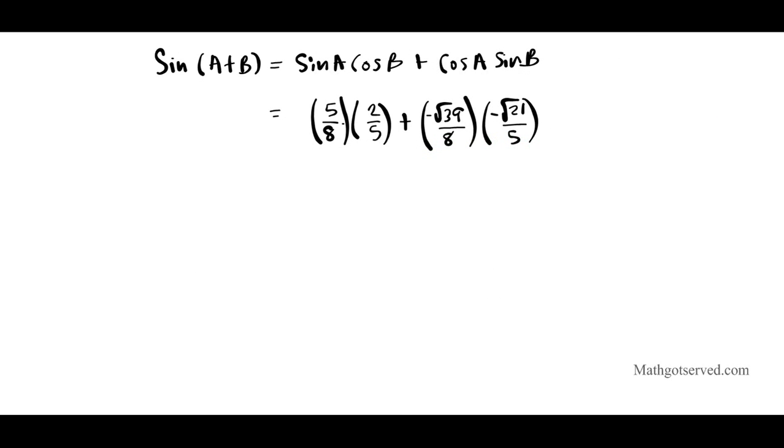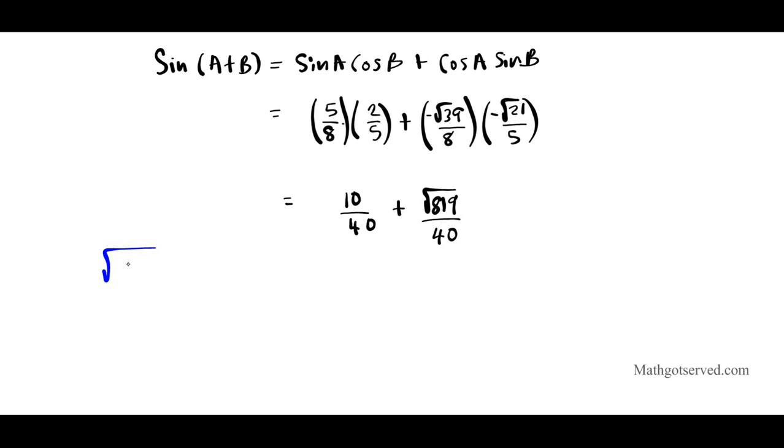All right, so let's multiply. We're going to have 10 over 40. And then multiplying this out, minus times minus is positive, so we have plus root 819 over 40. Okay, so let's see if we can reduce root 819. Let's do that on the side.